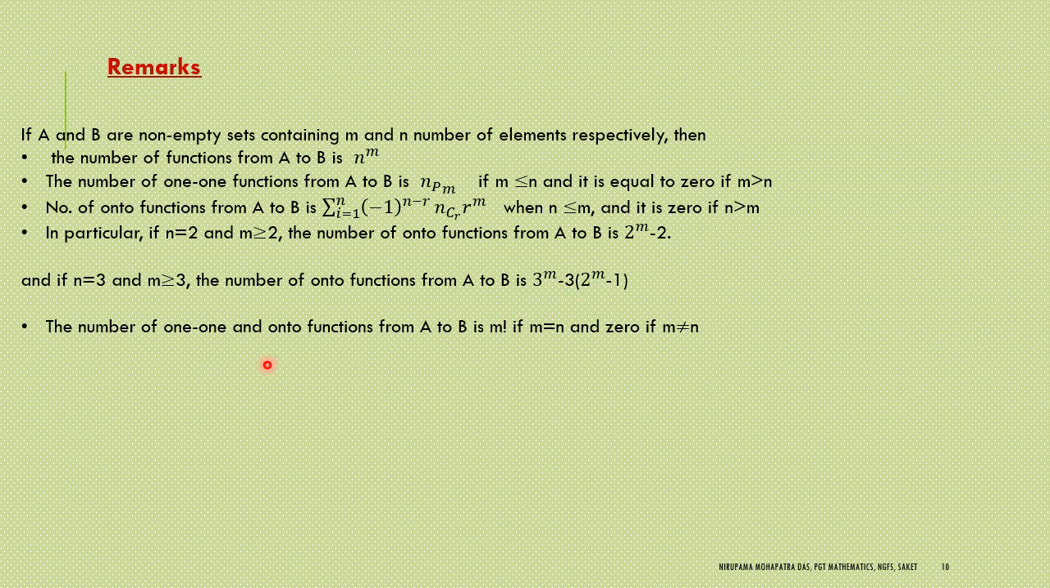So the number of 1, 1 and onto functions from A to B, where A and B having m and n elements, is m factorial. Okay, so number of bijective functions from A to B is m factorial if m equal to n. And in case m not equal to n, you will not get any bijective function here. So number of bijective functions 0.